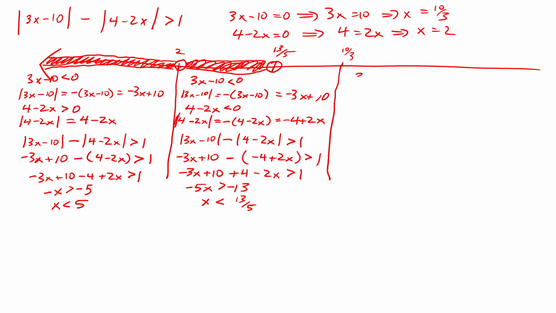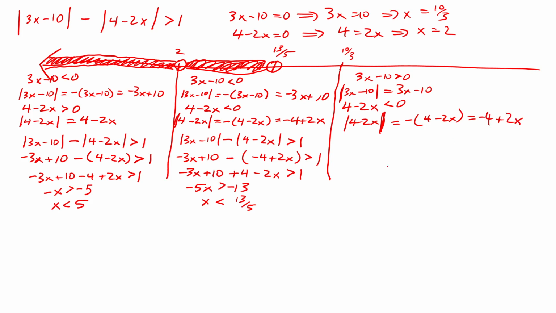To the far right, if x is greater than 10/3, for instance, if x is a number like 4, 3x minus 10 is greater than 0, which means the absolute value of 3x minus 10 is equal to 3x minus 10. 4 minus 2x to the far right is actually less than 0, meaning the absolute value of 4 minus 2x is equal to negative quantity 4 minus 2x, which is negative 4 plus 2x.